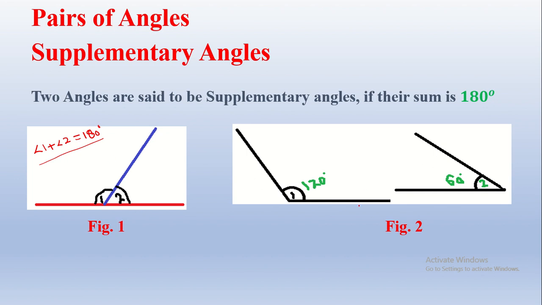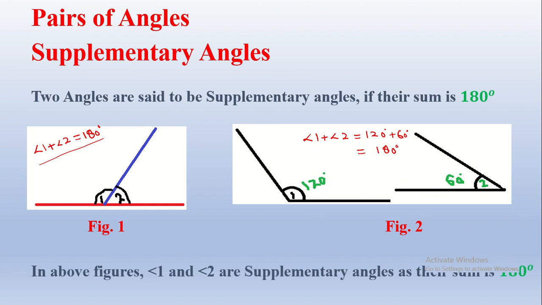Similarly, if we take the two angles in figure 2, in which angle 1 measures 120 degrees and angle 2 measures 60 degrees, if we add these two, it will become 120 plus 60 degrees, and together their sum will be 180 degrees. This we can say in both the figures, angle 1 and angle 2 are supplementary as their sum is 180 degrees.